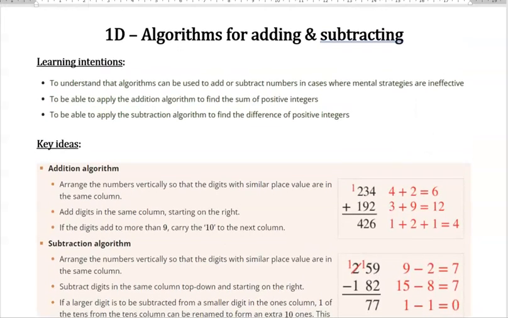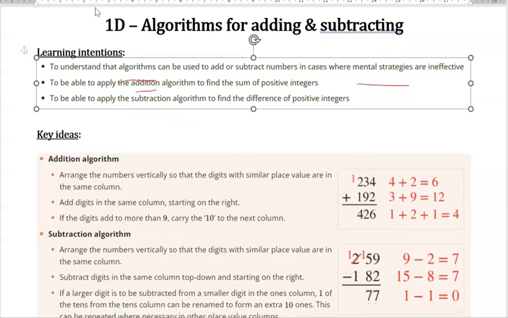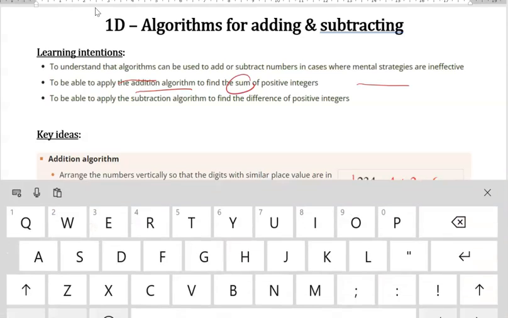Okay, this is just a refresher on the algorithms, or these kinds of processes, which you've seen before for adding and subtracting. We can add or subtract numbers with algorithms, which are these patterns down here, if we can't figure out the mental strategies, we can't remember them, or if we just want to check them. So you can apply the addition algorithm to find the sum.